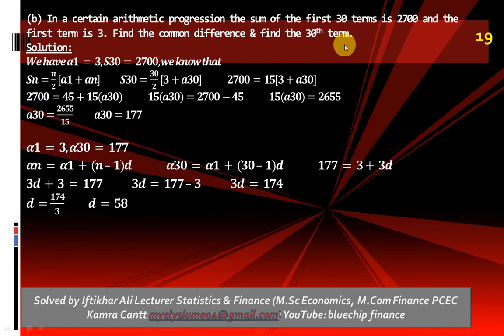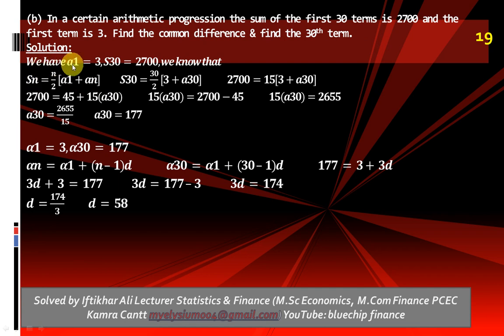In the calculation of the difference, you must have two terms, of which one term we already have, alpha 1, the first term. As you are seeing here, the first term is 3, so alpha 1 is 3, but we need to calculate the 30th term. So how can we calculate the 30th term? Here we first apply the formula of sum.